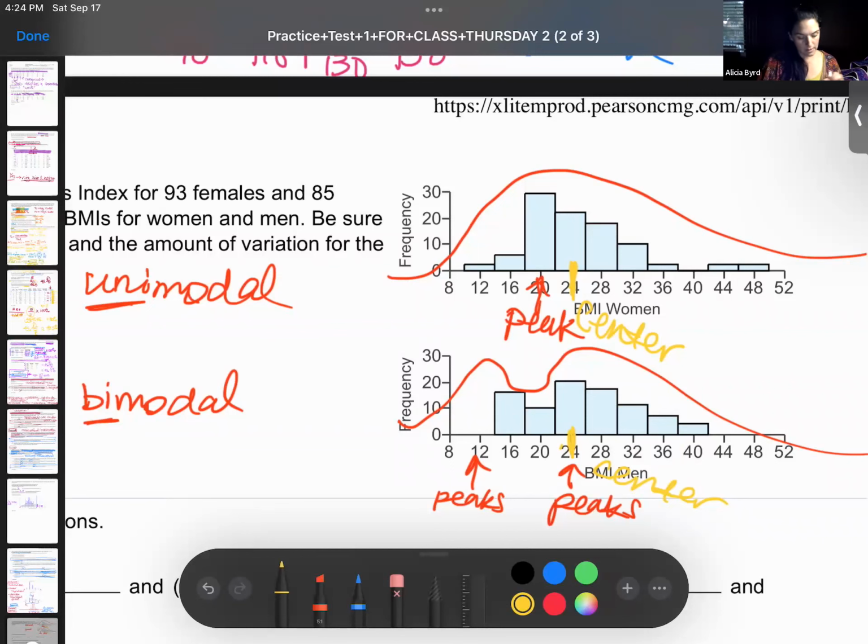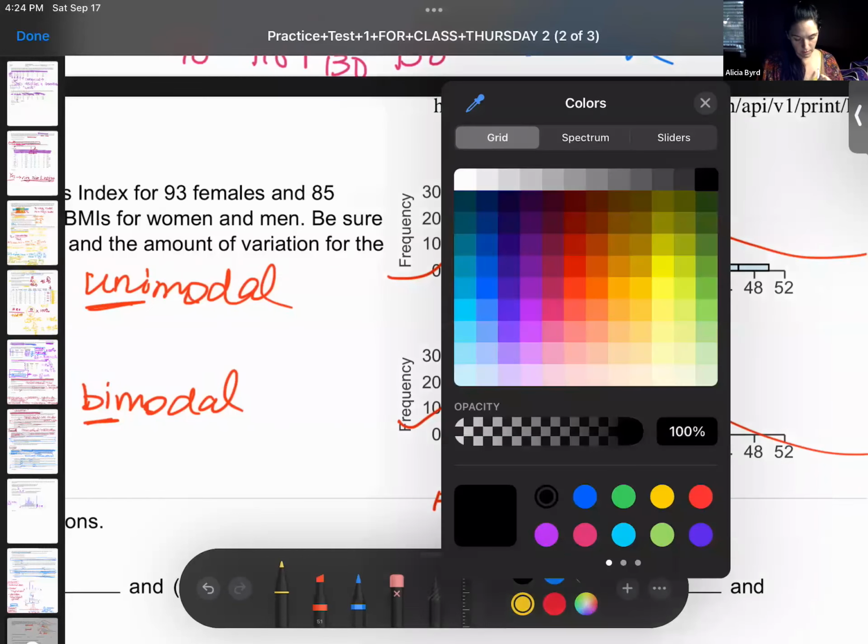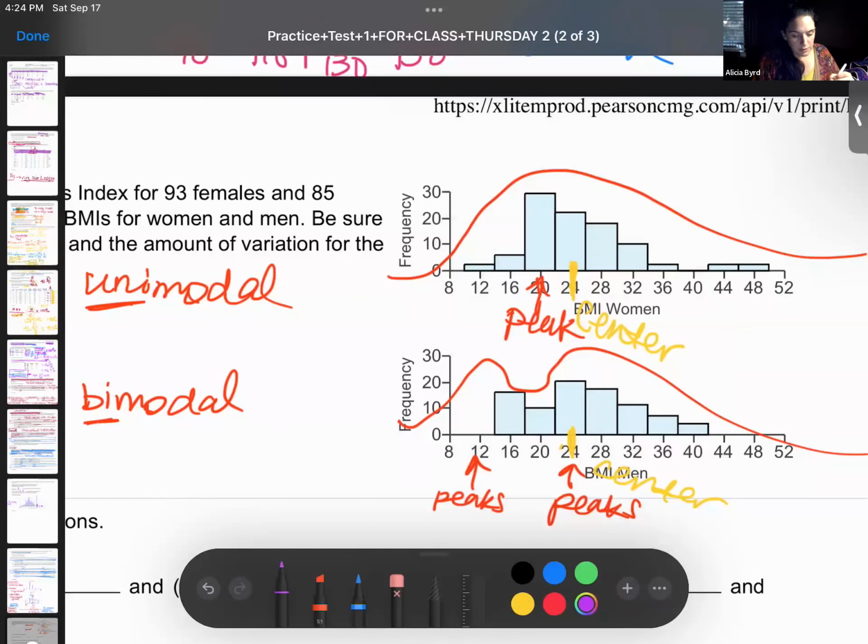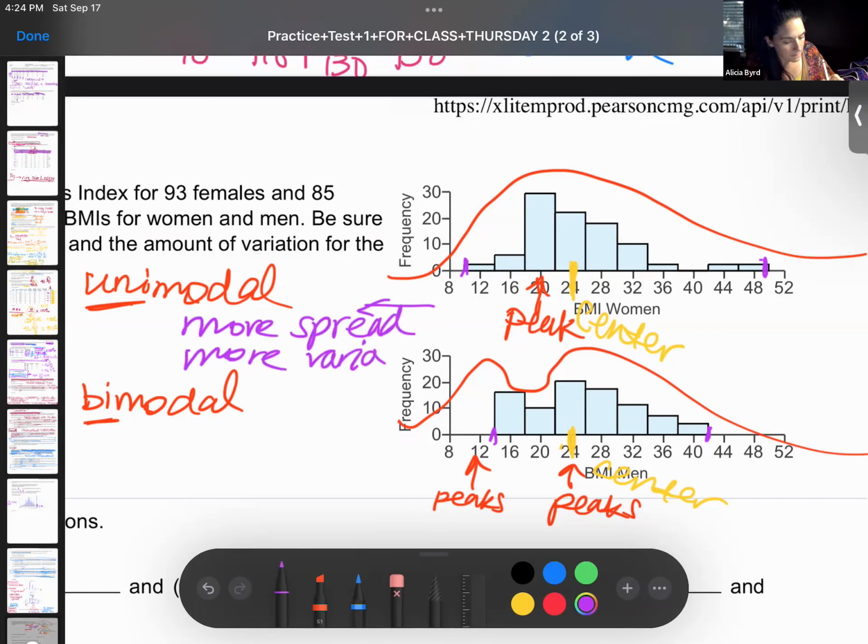The spread. Okay, let's talk about the spread now. So I'll just get a different color for that. Okay. So for the spread, women obviously has much higher spread than the men, right? The men's is much tighter and there's not the gaps. So the women's data definitely has more horizontal spread, which is an indication that it has more variability, right?